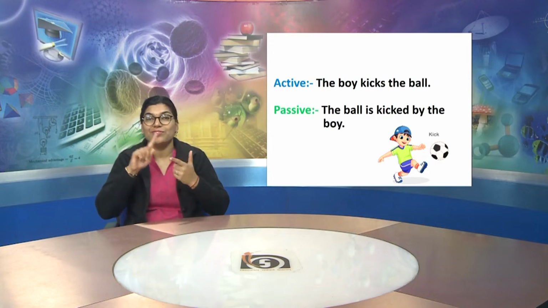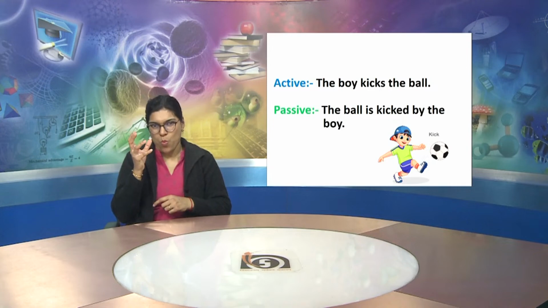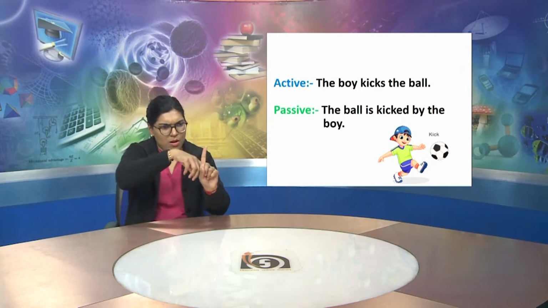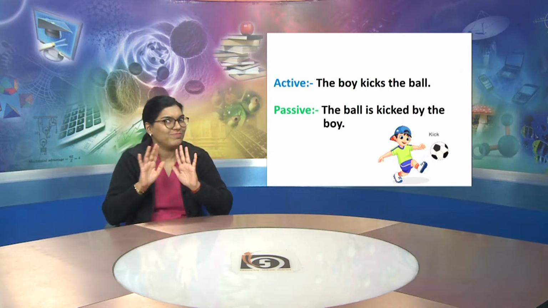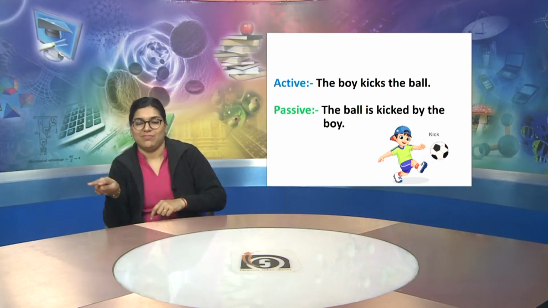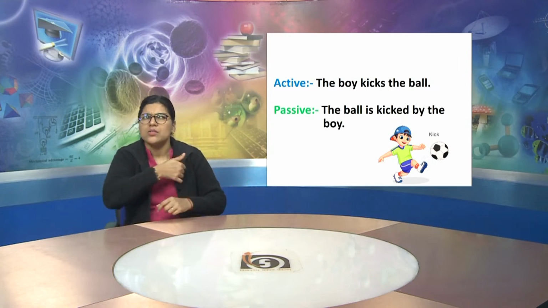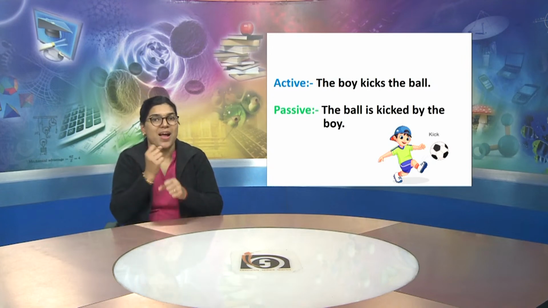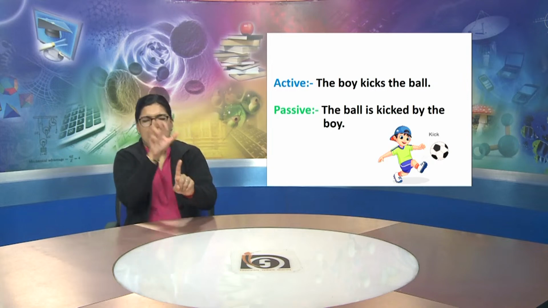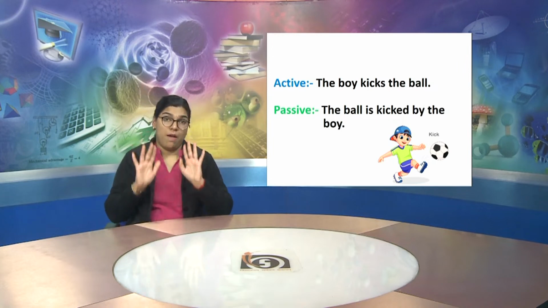Now see the other passive statement. You can see the statement. It is, the ball is kicked by the boy. Now you yourself can see the subject and the objects are already being interchanged here. The meaning is same, but the grammar is different. You all easily can understand the same type of active and passive statements.